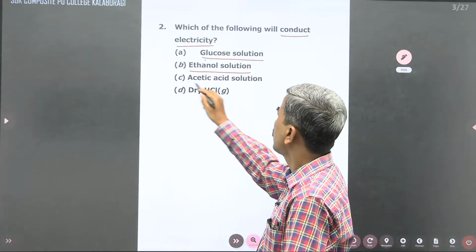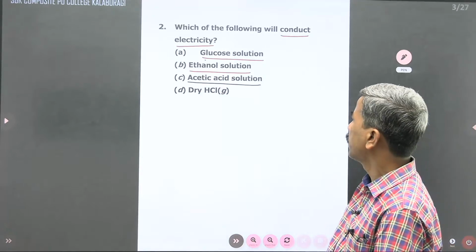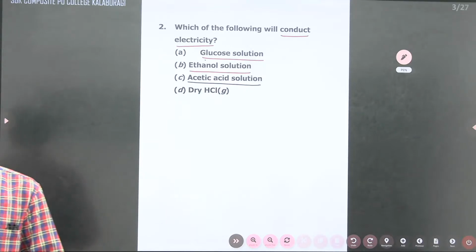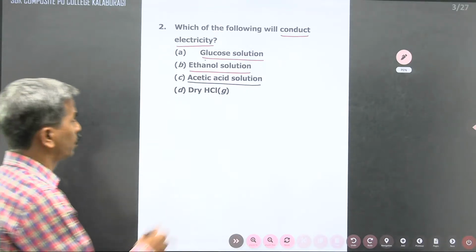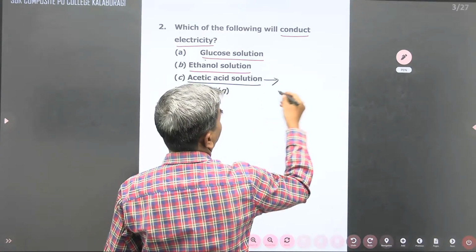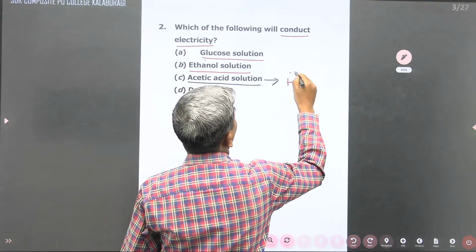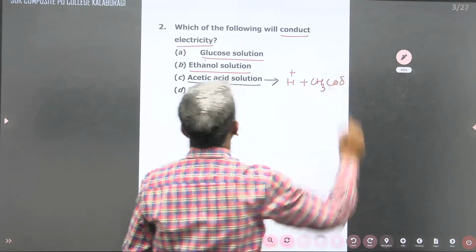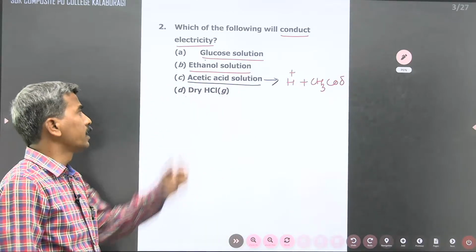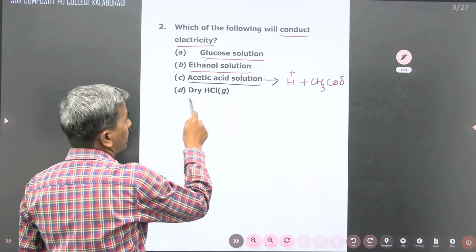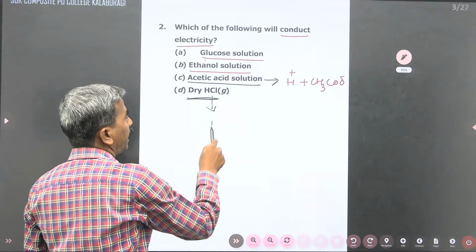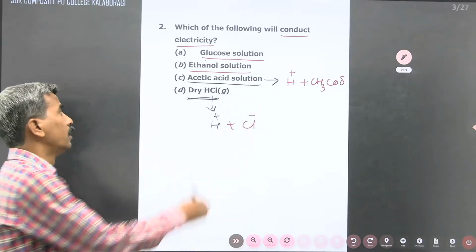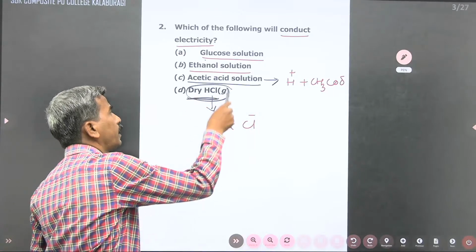Now, acetic acid, being a weak acid, can dissociate to some extent. The extent of dissociation will be less, but it will dissociate into H plus ion and acetate ion. Now remember, it is very important. If you are thinking hydrochloric acid can also dissociate and form H plus and Cl minus, of course it can. But they have said here that it is dry.